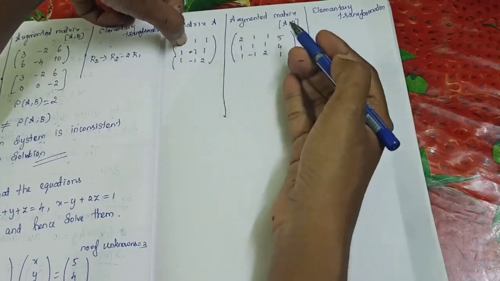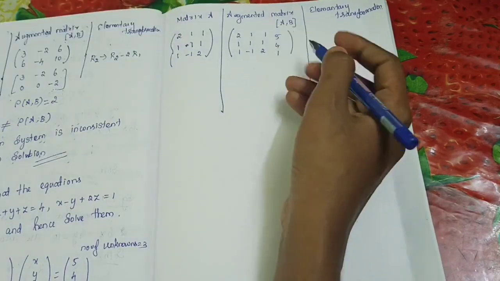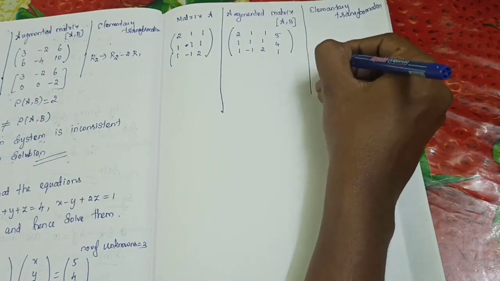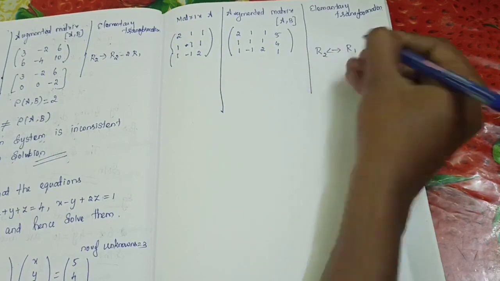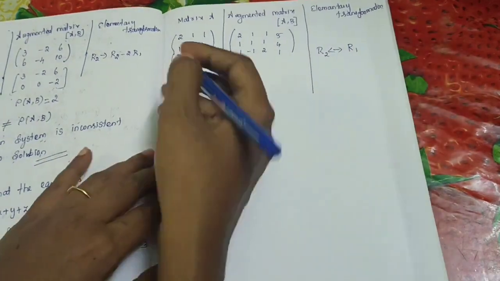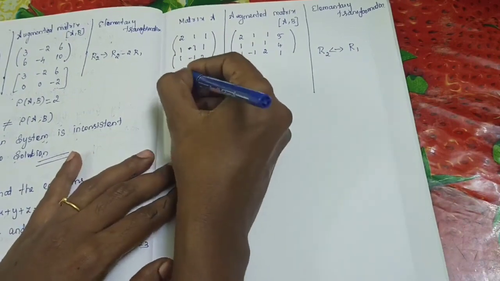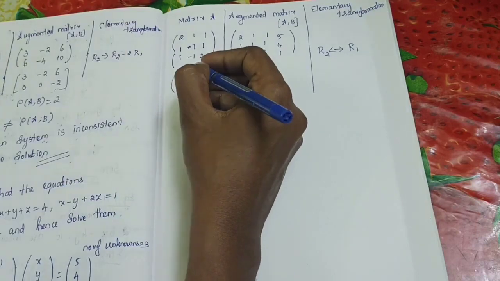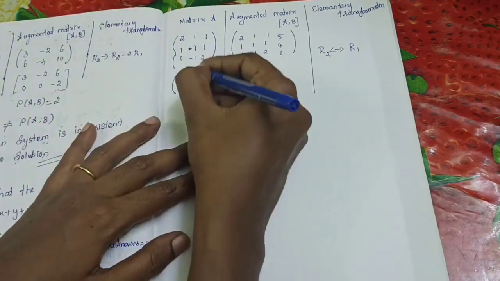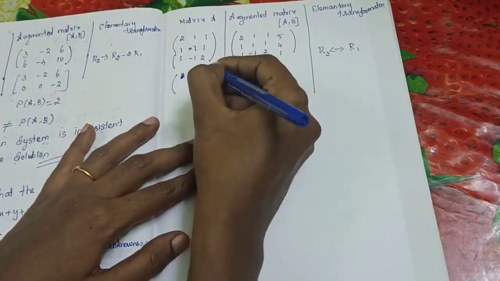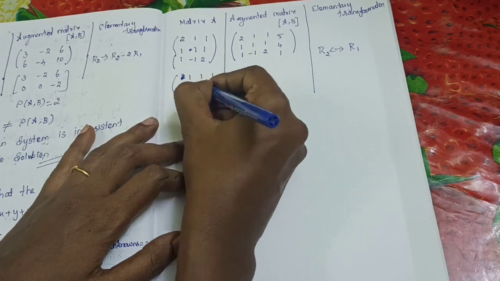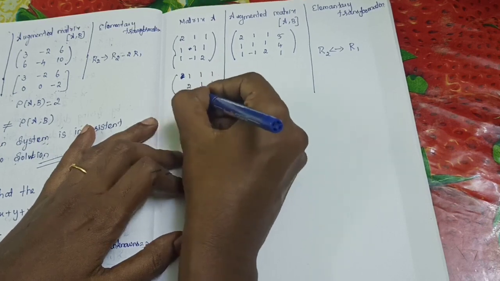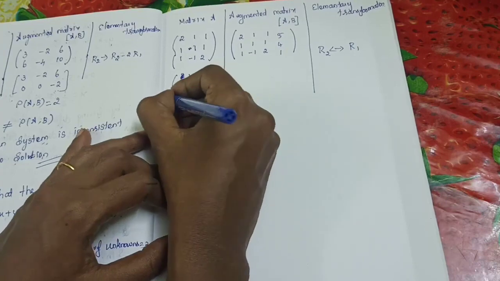Like this, if you do it, you will get fractions. So to avoid that, I am going to interchange R1 and R2. Understand? So let's interchange R1 and R2 first. Here 2, 1, 1, 1 will come to the next row, and this will go up. So 1, 1, 1. Next row 2, 1, 1. Next row 1, minus 1, 2, as it is.